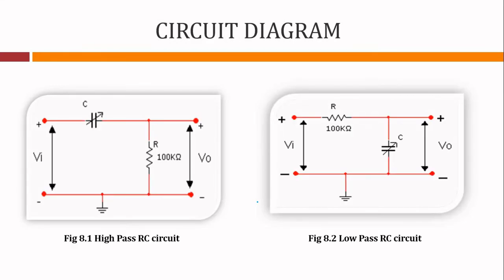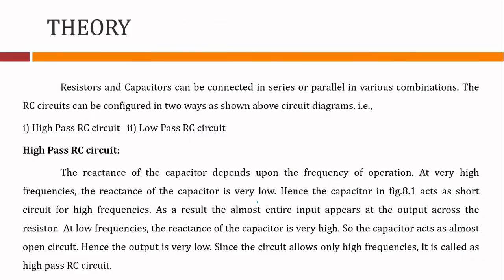So here are the circuit diagrams. One is for the high pass RC circuit, the second one is for the low pass RC circuit. In the high pass RC circuit, the output is taken across the resistor. In the low pass RC circuit, the output is taken across the capacitor. This is the theory. You can pause this slide and go through it.